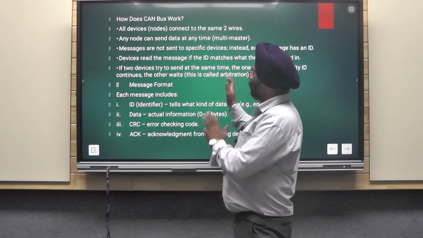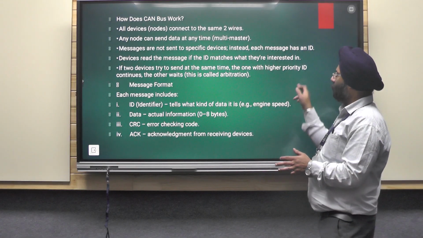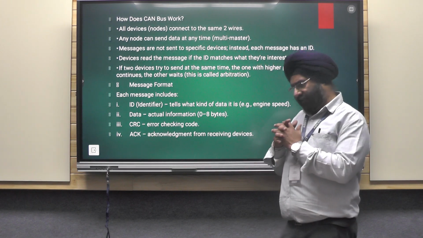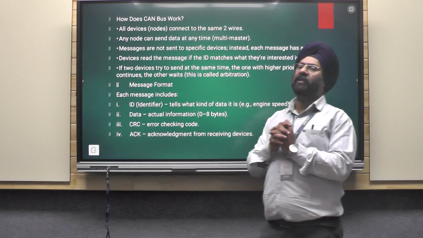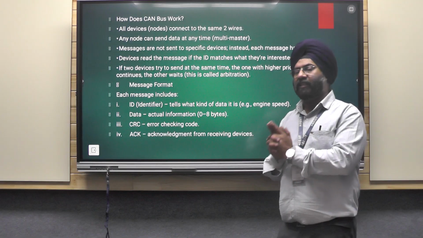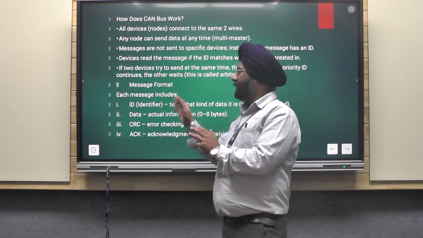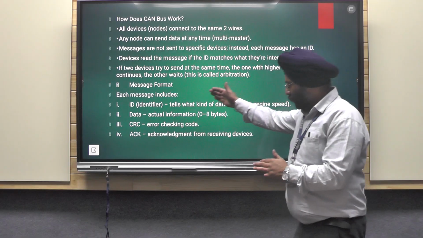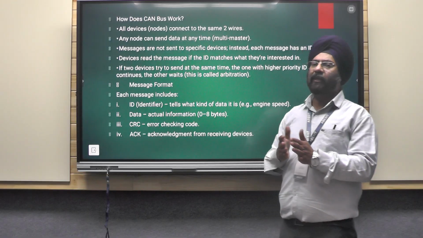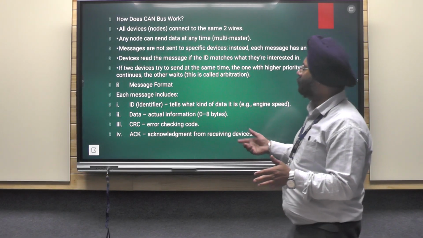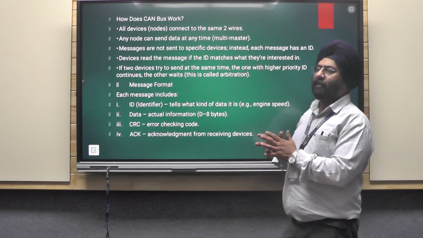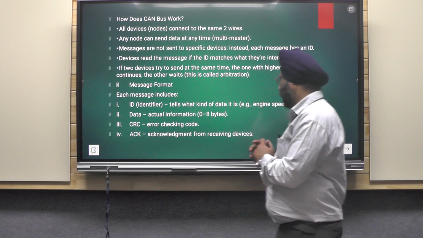If two devices try to send at the same time, the one with the higher priority ID continues sending its bits. This happens whenever two devices try to use the bus, and which one goes first depends on which has higher priority. That is the main point here. Devices read the message, and if the ID matches what they are interested in, communication is possible. That is most important here.